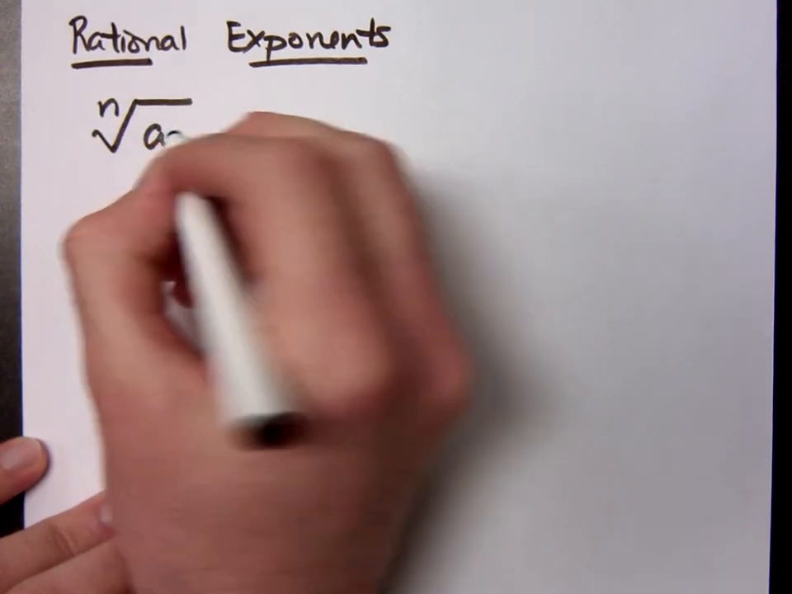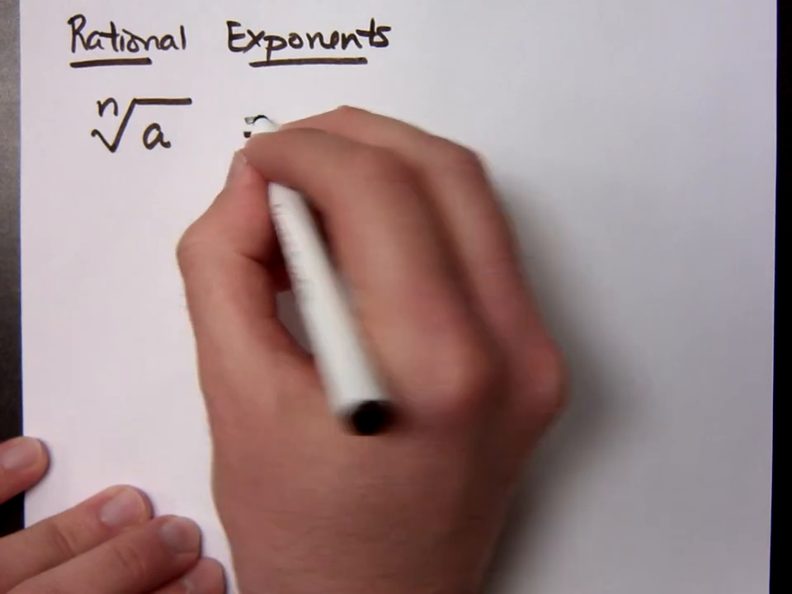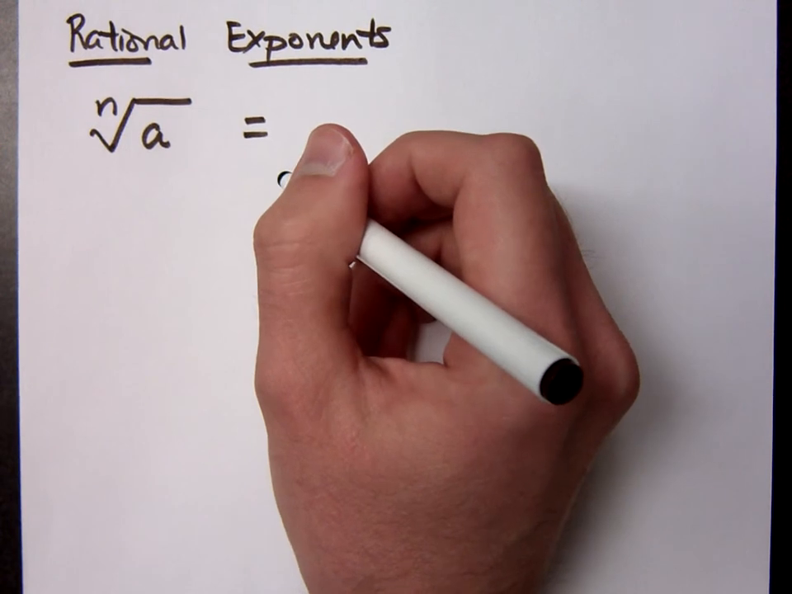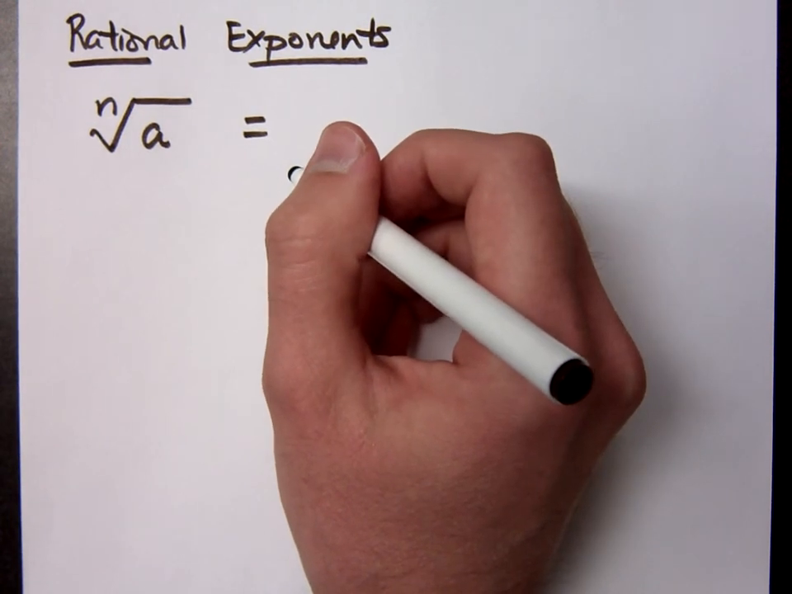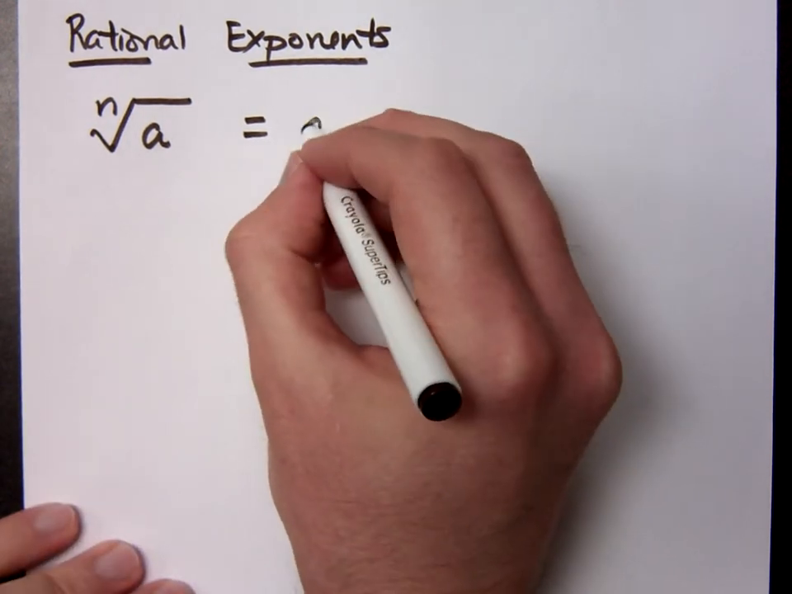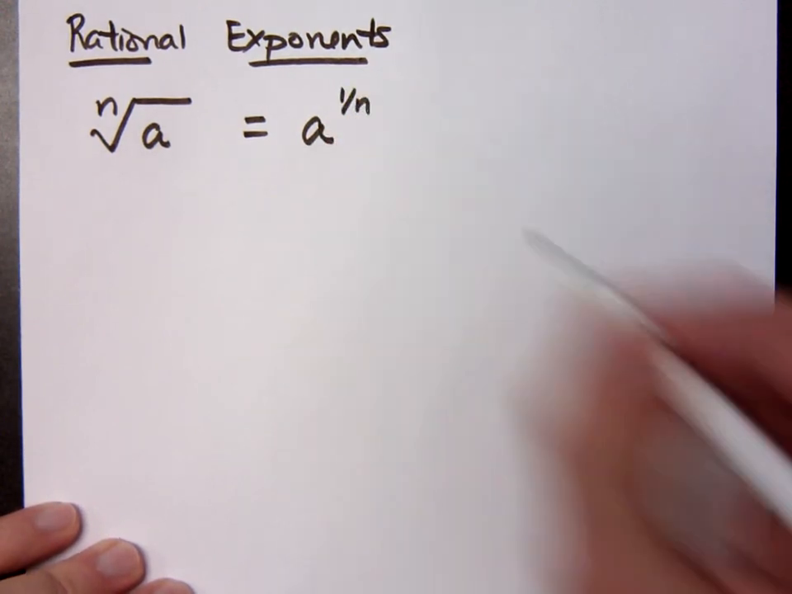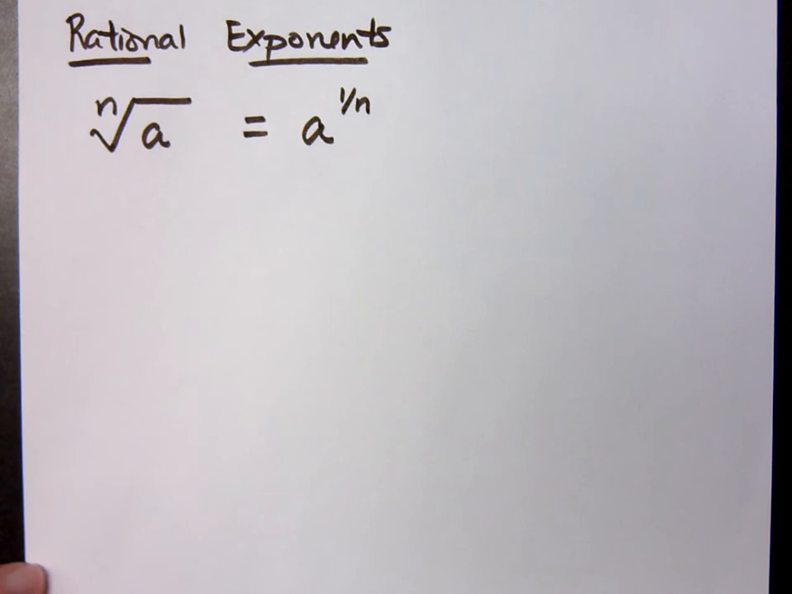When I write something like this, the nth root of a, I can write this using exponents. And if I can write using exponents, then I know how to work with exponents. So that means I can rewrite this as a to the 1 over n.